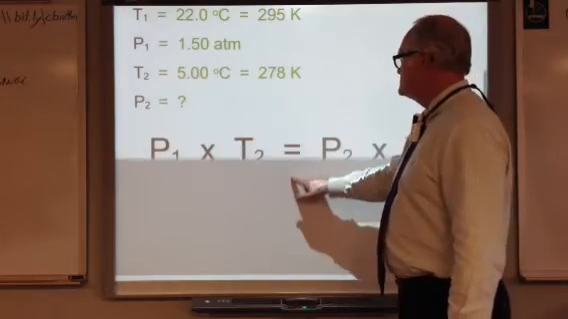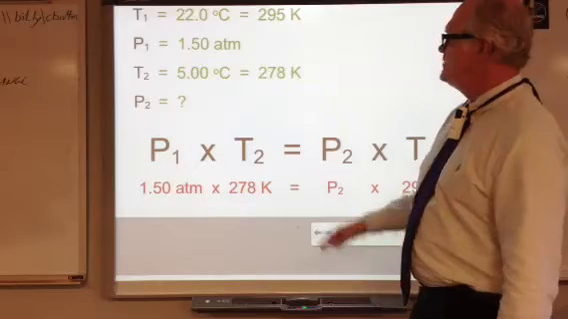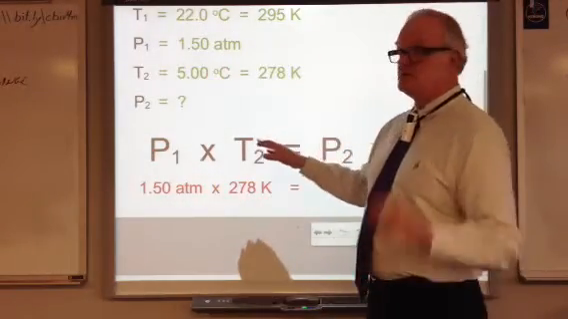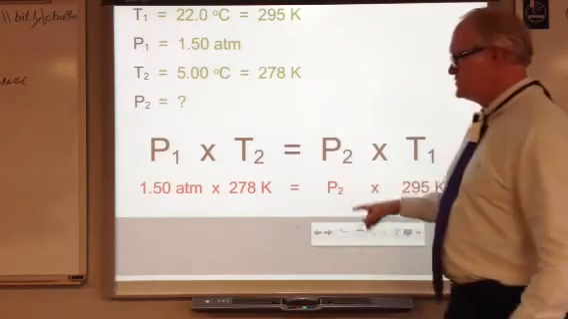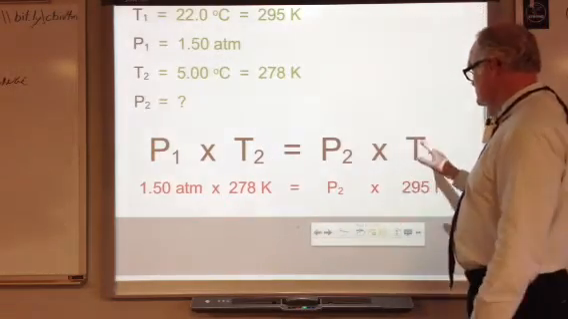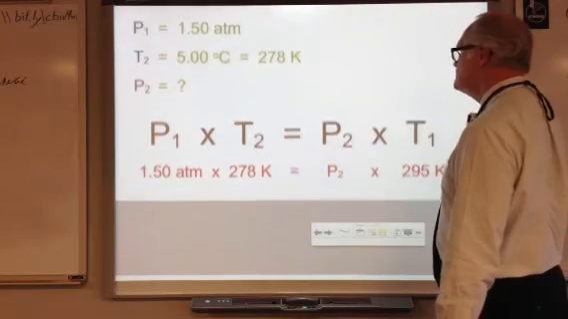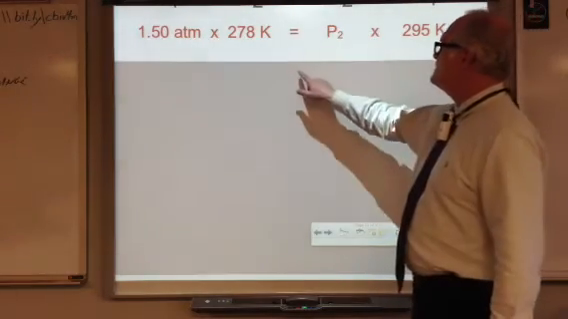So let's take Gay-Lussac's law. There's the equation. Let's substitute our values. Pressure 1, 1.5 atmospheres. Temperature 2 now, 278 K. Pressure 2 is our unknown. Temperature 1, 295 Kelvin. So once we've made those substitutions, now we've got a math problem.